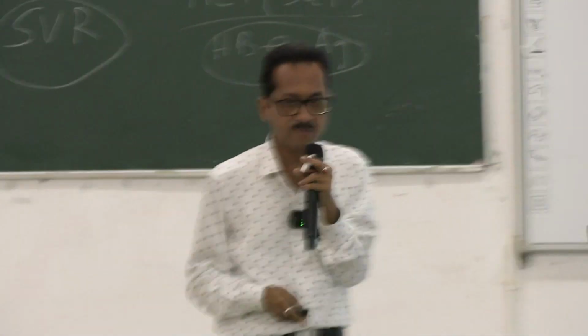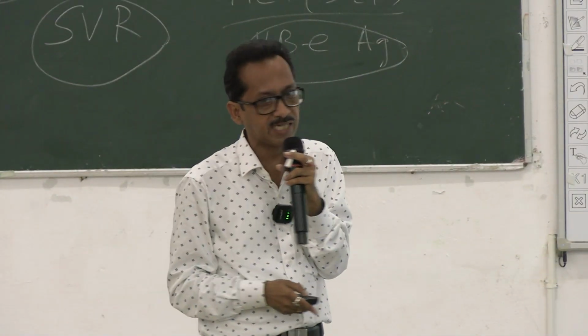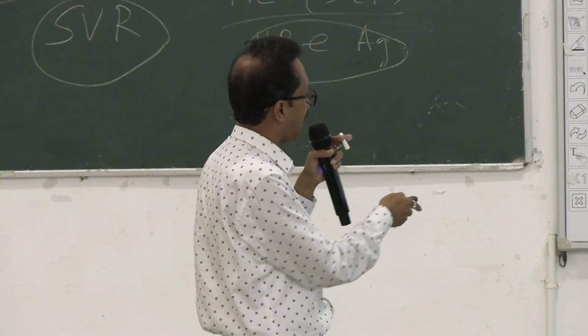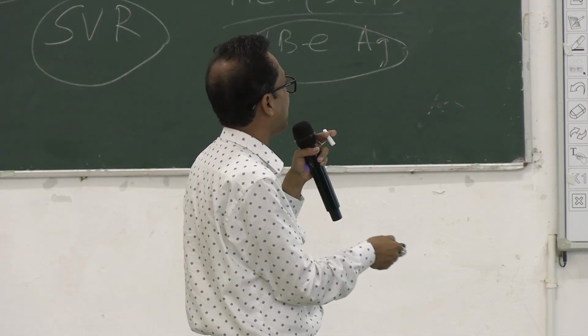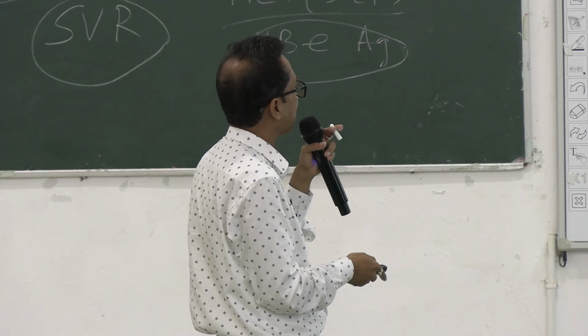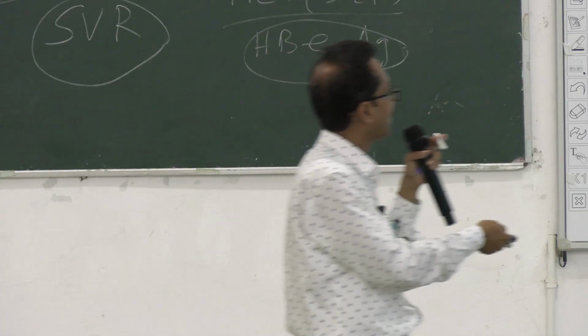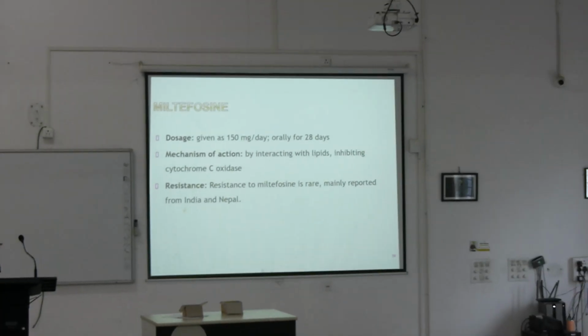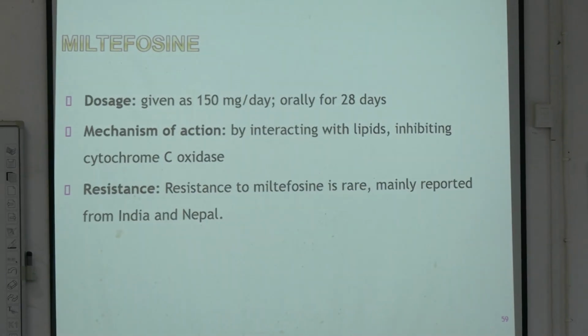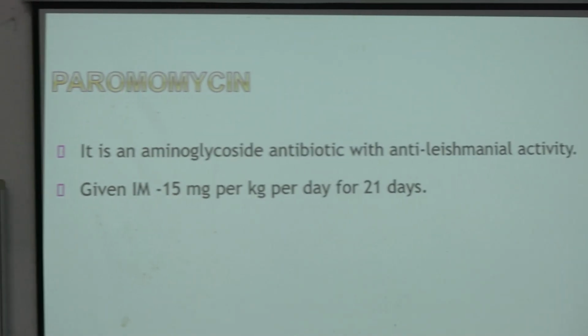So, miltefosine you should remember, it is available in all the health centers, is an oral tablet, and all the others are IV drugs. Liposomal amphotericin B is the drug of choice. So, the drug of choice usually was pentavalent, now miltefosine 150 milligram per day orally for 28 days. So, this is the mechanism of action of miltefosine. Paromomycin, another drug, can also be used.